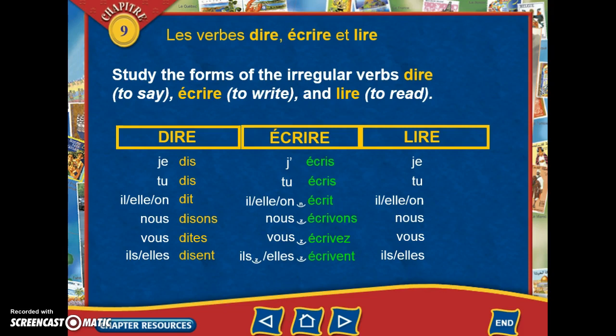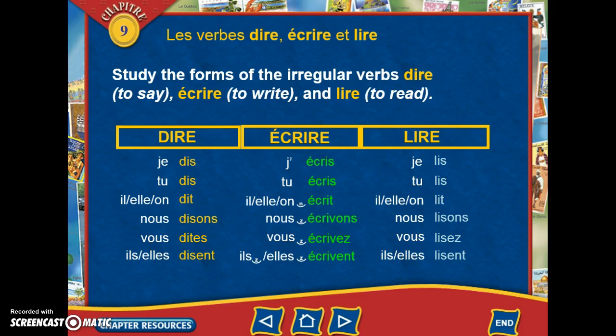Now let's look at lire, which means to read. Je lis, tu lis, il, elle, ou on lit, and this is kind of where our word literature comes from. And then when we go into the plural forms, we have nous lisons, vous lisez, which again that easy ending is back, and then il and elle lisent.